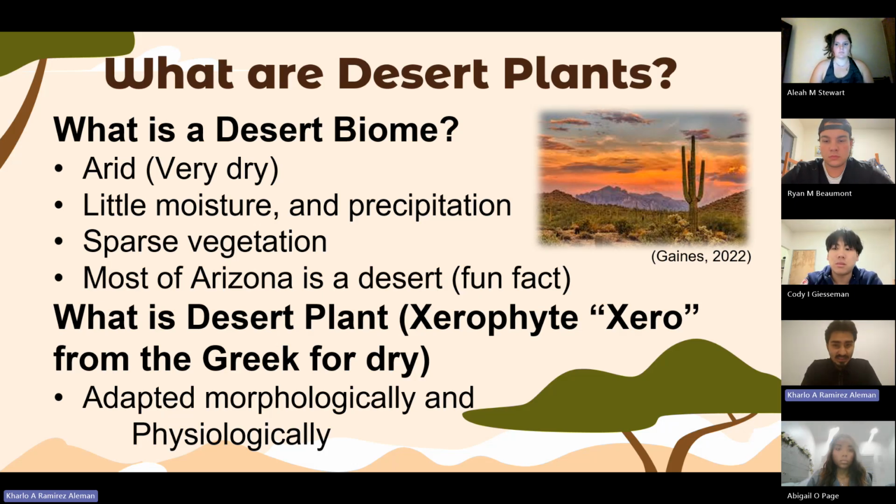Now for the meat and potatoes of this presentation, what is a desert plant? The scientific name for a desert plant is a xerophyte, spelled with an X. Xero comes from the Greek word for dry, and phyte meaning plant. These plants have adapted morphologically and physiologically to these harsh conditions. Examples of these plants and these adaptations will be discussed further along in this presentation.